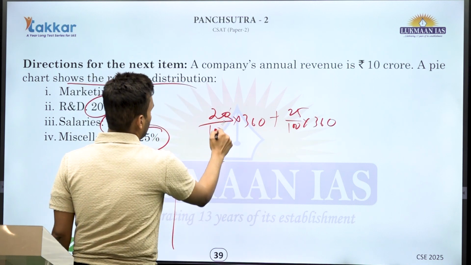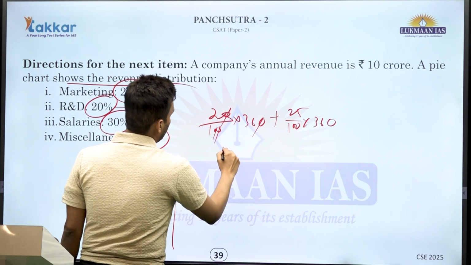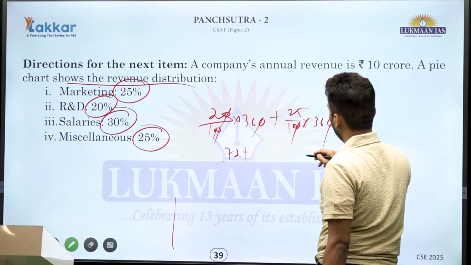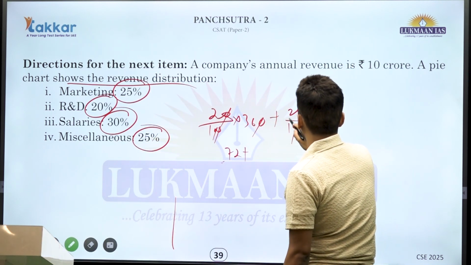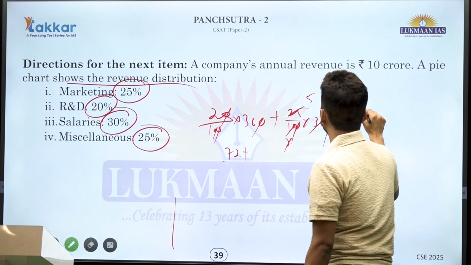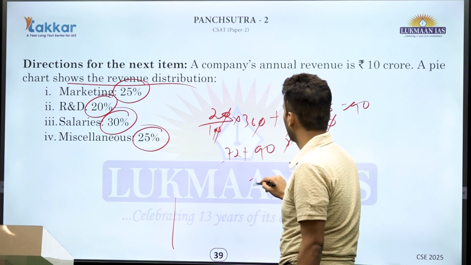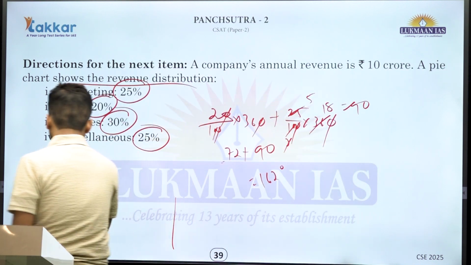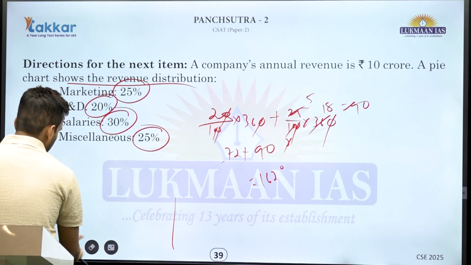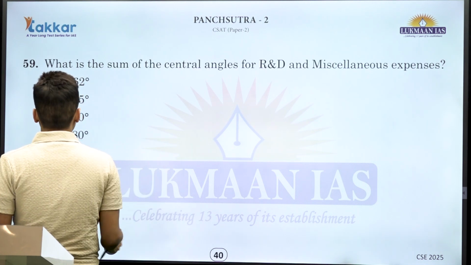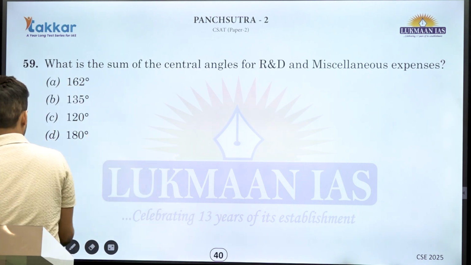So let's see, 72 plus 90, it is 162 degrees. Okay, this was an easy question. Answer is A.